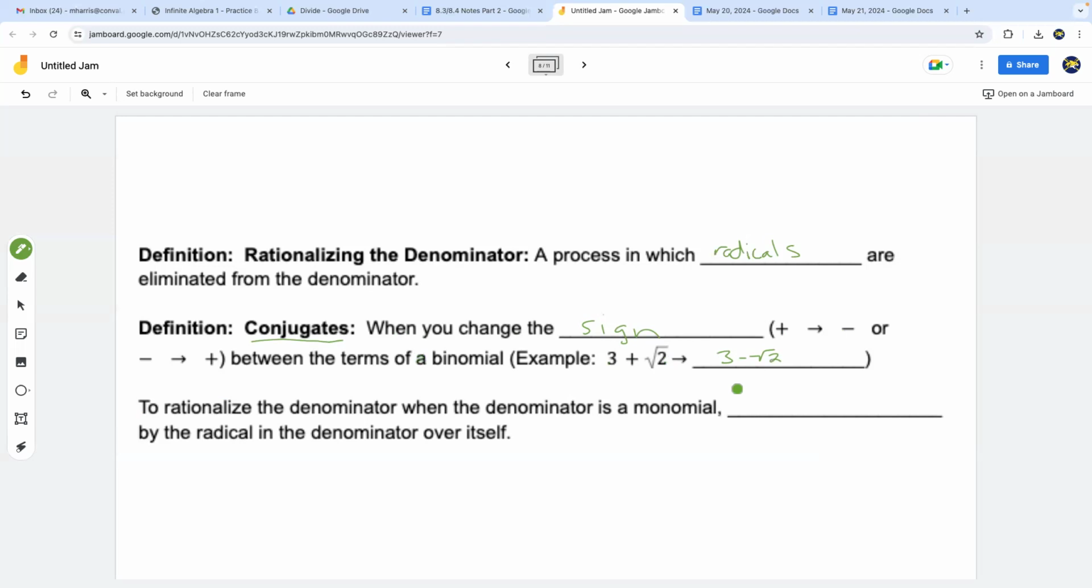All right. And then lastly, to rationalize the denominator. When the denominator is a monomial, we multiply the radical in the denominator over itself. Okay. So to rationalize it, basically, we multiply by whatever's in the denominator.